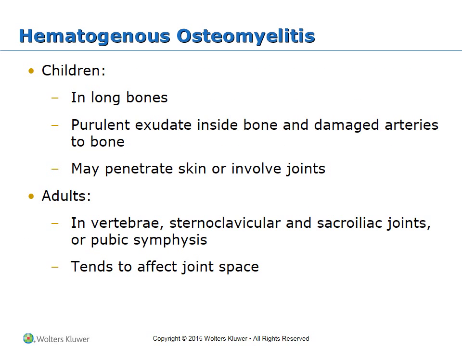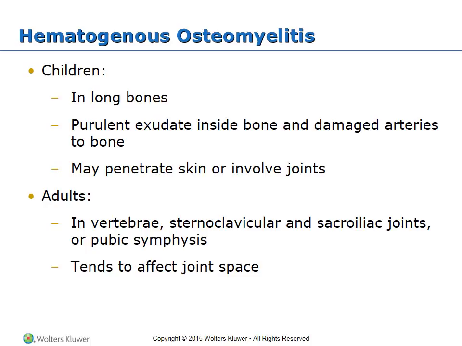And then we can break it down into the different types of osteomyelitis. This hematogenous type happens in children in the long bones. So we may have some exudate inside the bone, and then obviously this is going to damage arteries to the bone because we know how very vascular our bones are. This can actually penetrate skin and involve joints.